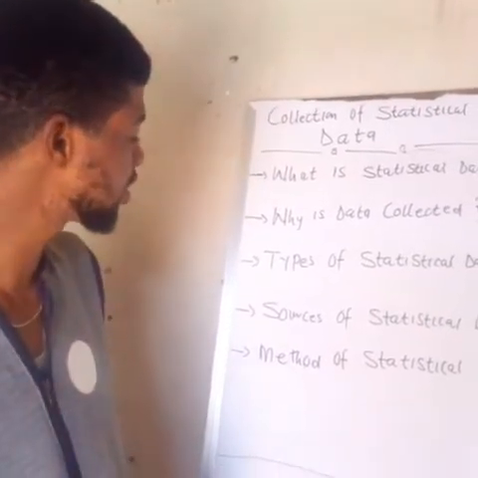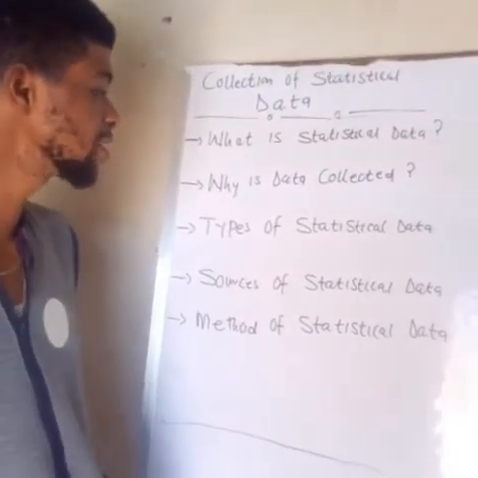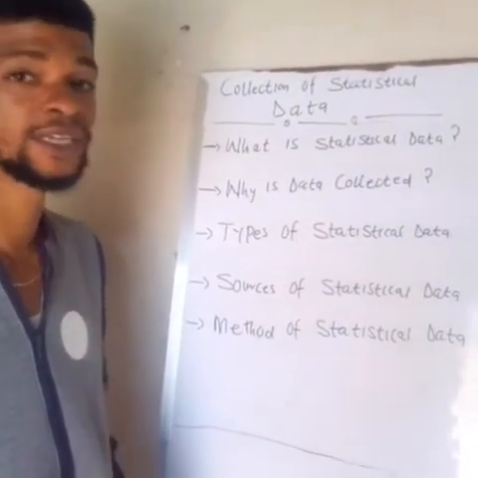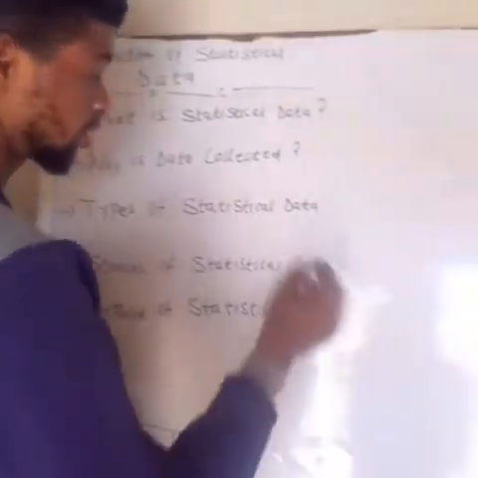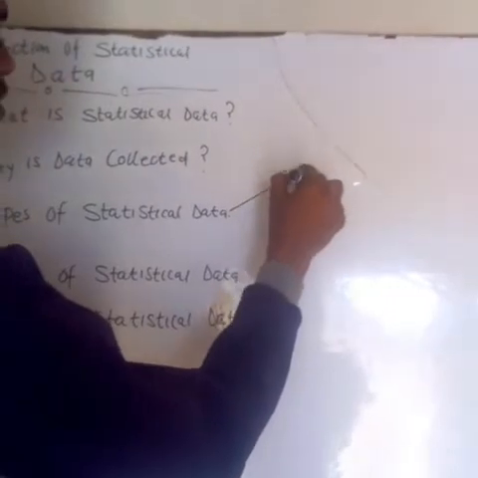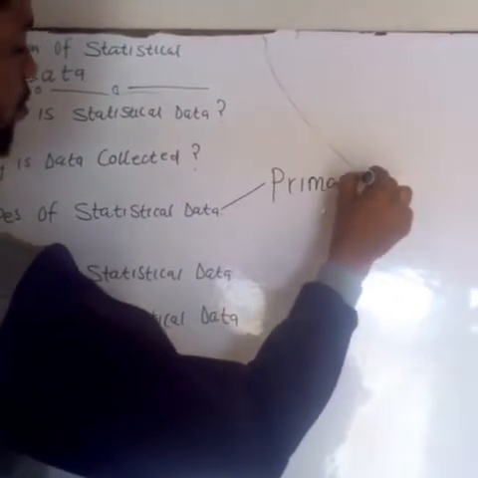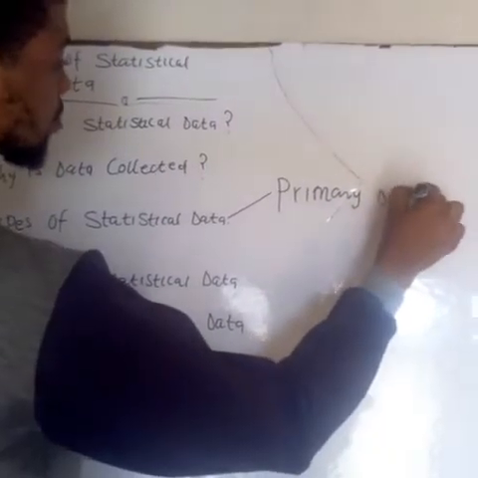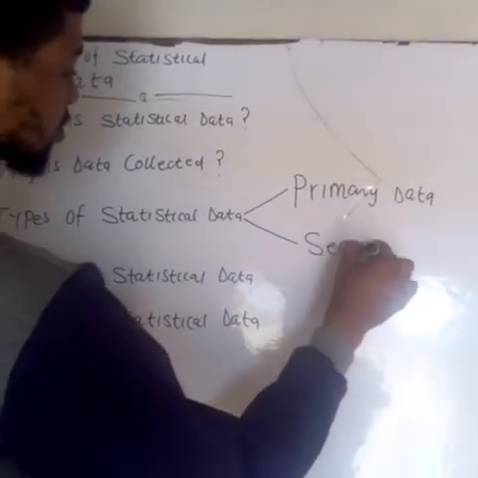Now, number three we have is types of data. Our data is classified basically into two types. That is, data can be classified into two types. We have the first one, the primary data, and the second, we have the secondary data.